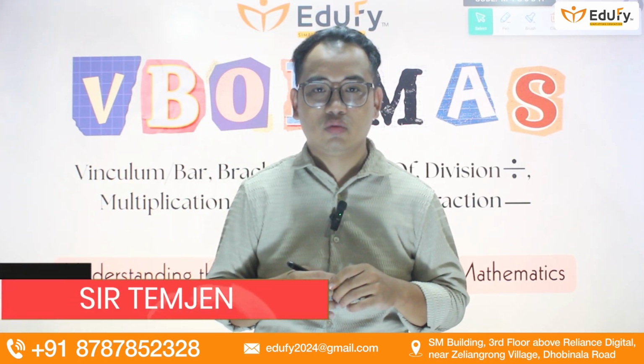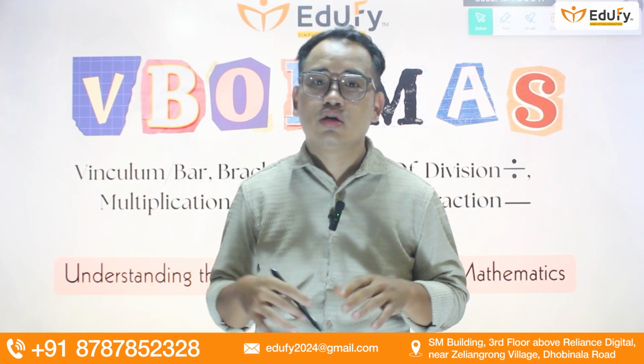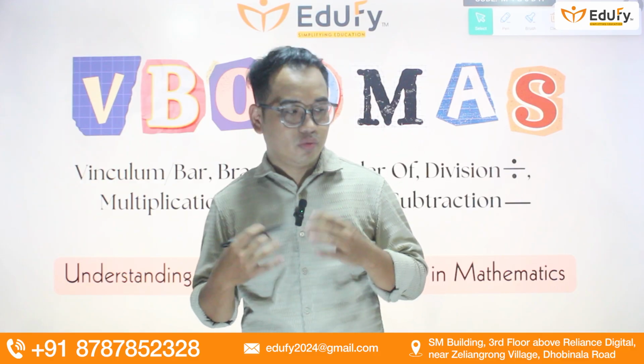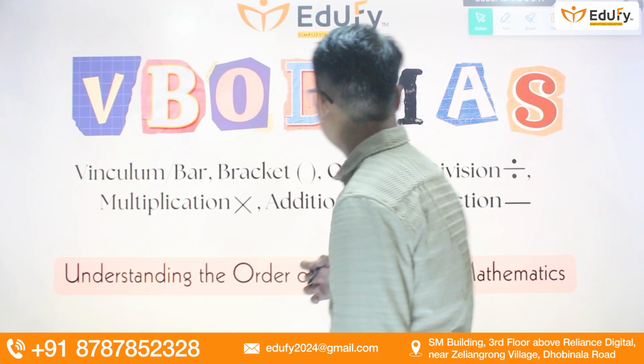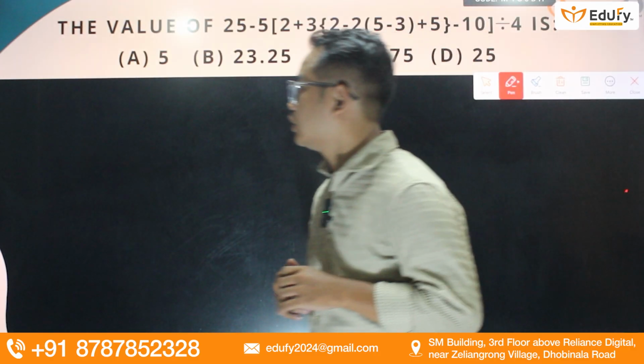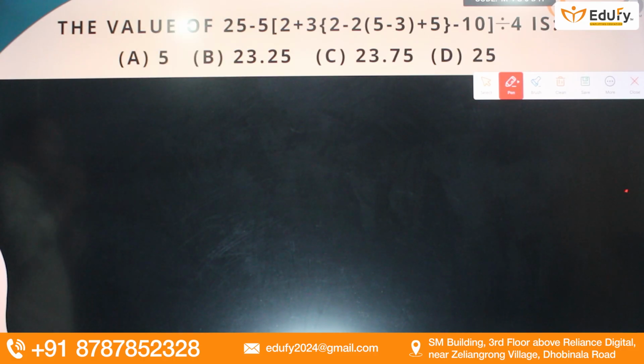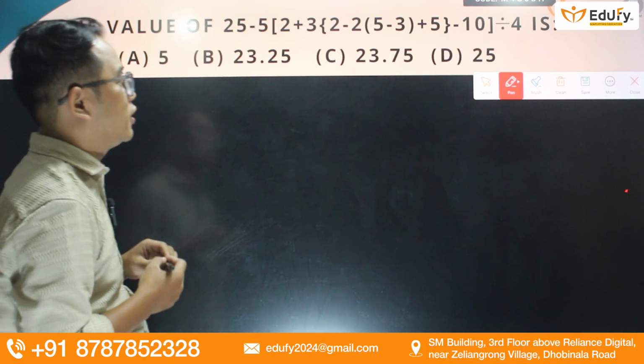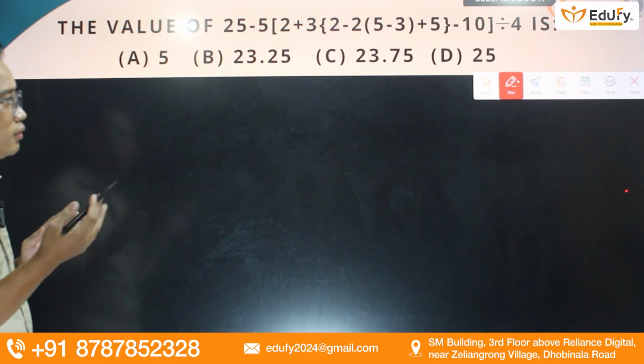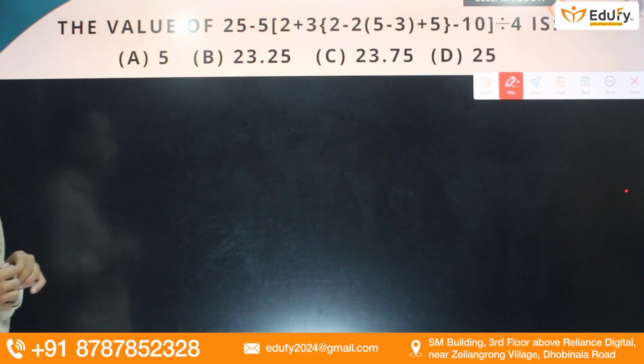In our last video, we were discussing the BODMAS rule. So today, we will be continuing with the same topic with more advanced questions. Let us start with this question first. The value of 25 minus 5 bracket 2 plus 3, 2 minus 2 bracket 5 minus 3 plus 5 bracket minus 10 bracket and divided by 4.